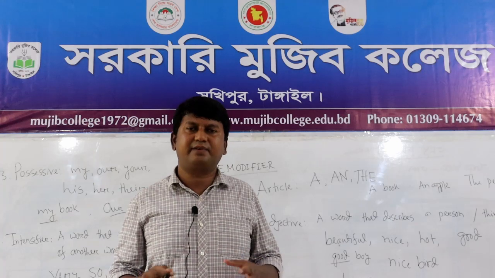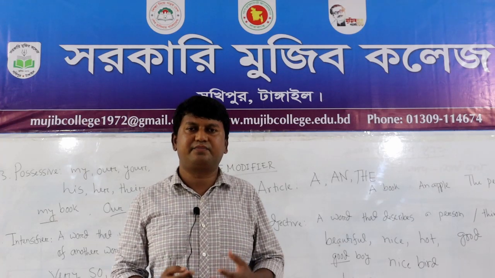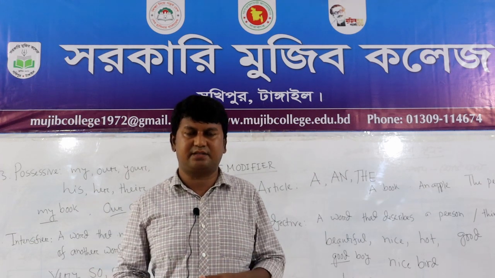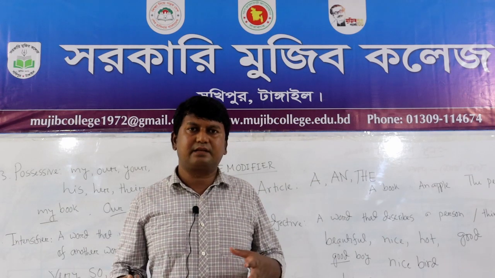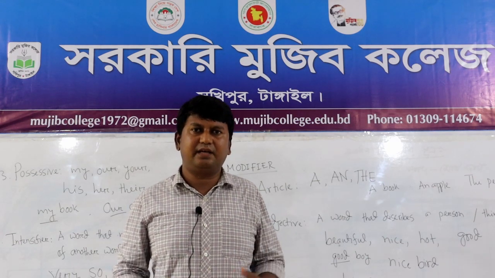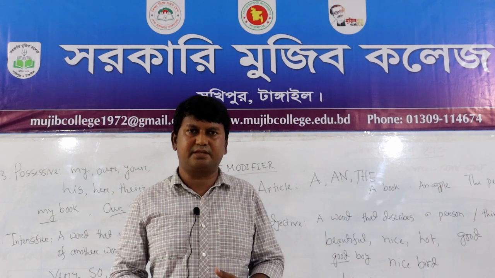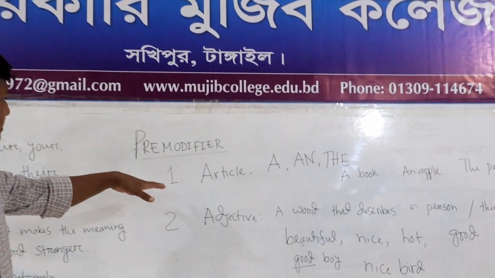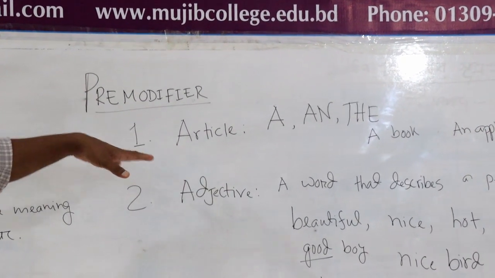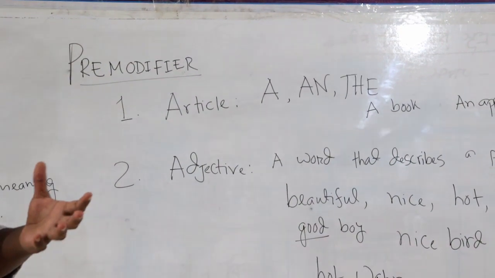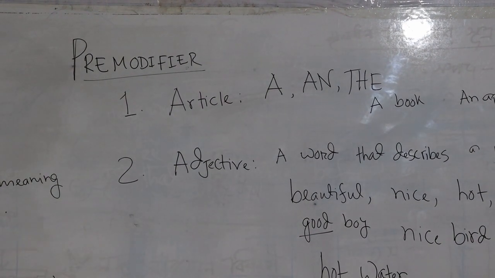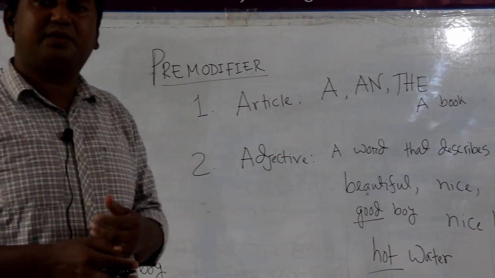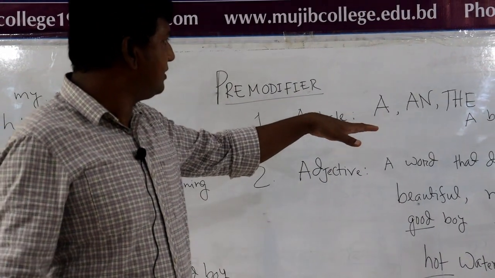Now you need to have a clear idea in detail about pre-modifiers and post-modifiers. What can be pre-modifiers and what can be post-modifiers. So today let us learn a few items which can function as pre-modifiers. Look at the board. First of all, article. Everybody knows which is article. A, an and the, these three words are articles, and article can be a pre-modifier. Look at the examples.